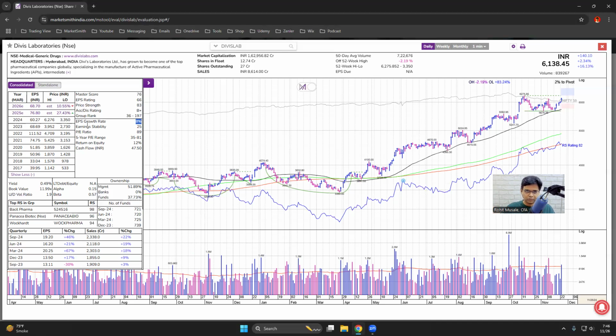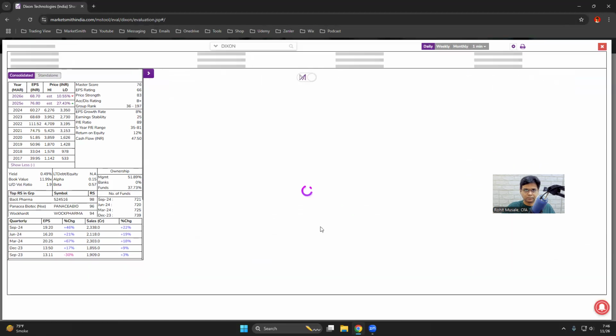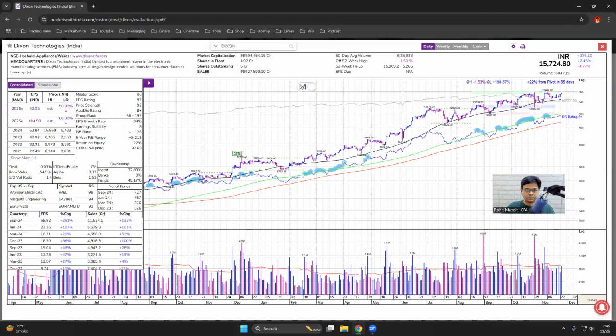Okay. So you see EPS growth rate is 8% for Divi's. Let's check that for Dixon. It is 34%. So can you see, immediately you can see the difference between two stocks. So if I compare Dixon with Divi's, this number is 34% for Dixon, 8% for Divi's. So which stock is better? Of course, Dixon is better.